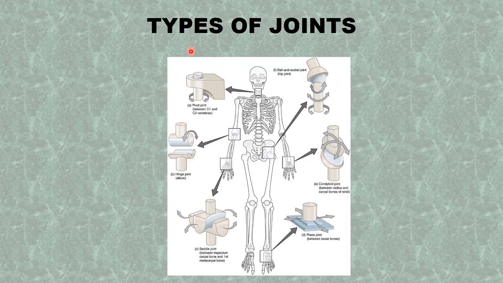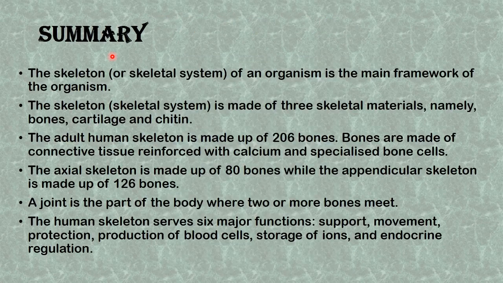Now right here we have the picture of the various types of joints. Now you can see that the ball and socket joint, which allows movement in all directions, is found at the shoulder and at the hip. We have the condyloid joint, which is found between the radius and the carpal bones of the wrist. We have the plane joint, which is found at the ankle region. The saddle joint between the trapezium carpals and the first metacarpal bone. We also have the hinge joint, which is found at the elbow and at the knees. Then we have the pivot joint, which is found in the neck region.